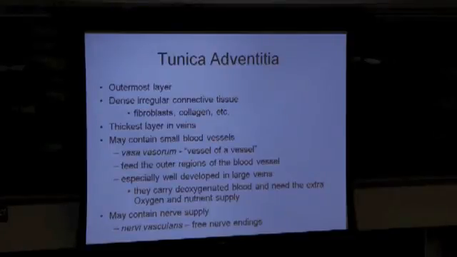They may also contain a nerve supply. Blood vessels in general have a nerve supply to some extent. Now, blood vessels, as I mentioned earlier, if you want to contract a blood vessel, you just need to stretch it. So smooth muscle will respond to stretch. But sometimes you do want to have your blood vessels constrict without stretching them.